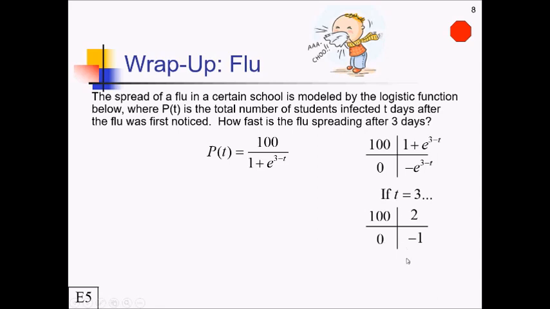Now we'll use the ribbon to put it all together. So we've got 0 times 2 minus 100 times negative 1, so plus 100 times positive 1, all over 2 squared. So we've got 0 plus 100, so 100 over 4, which is going to be 25. And that's the rate of change, so that's going to be 25 students infected per day.